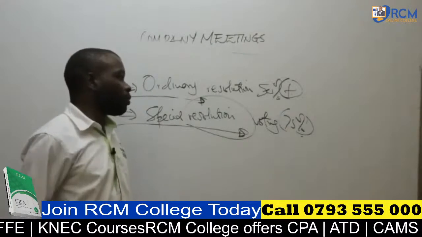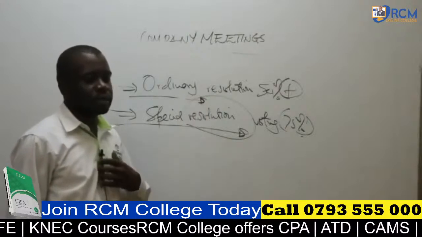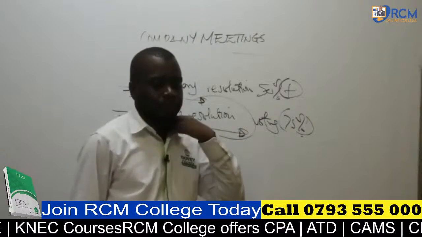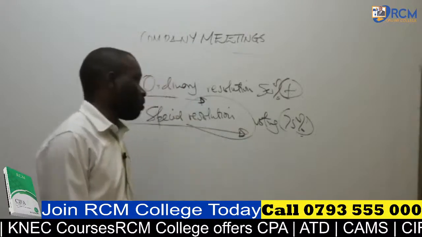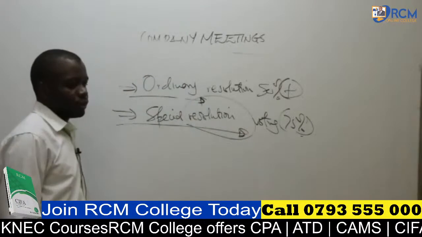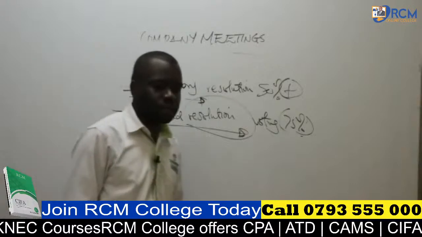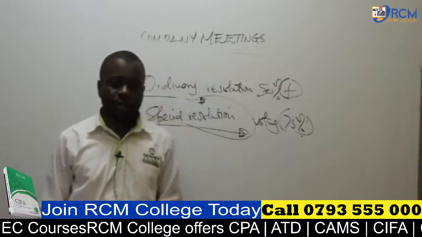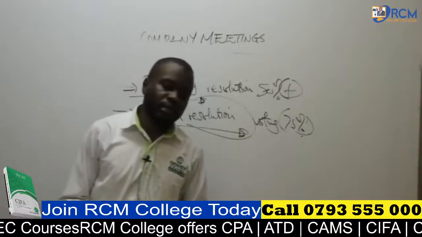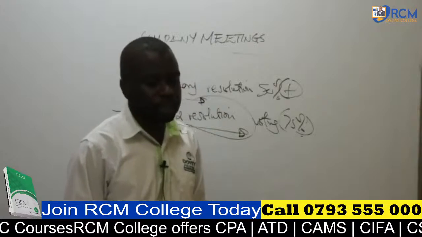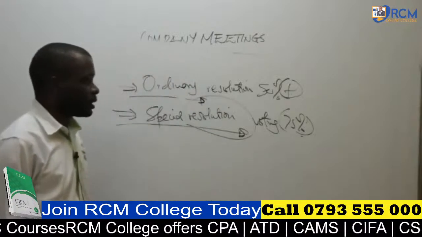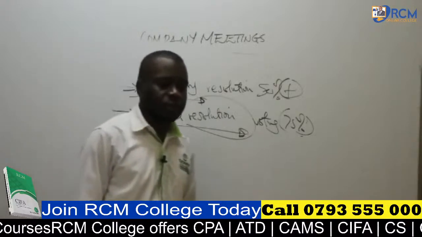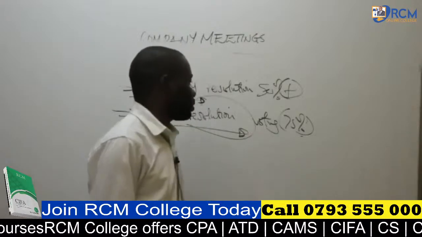When you talk about an ordinary resolution, some of the matters that require an ordinary resolution, most of them are the ones we've talked about under the AGM. For example, approval of the annual books of accounts just requires a simple majority, so nothing so much special about it. Appointment and reappointment of directors just requires a simple majority. Appointment of auditors just requires a simple majority. Approval of the annual dividends just requires a simple majority. It doesn't require a special resolution.